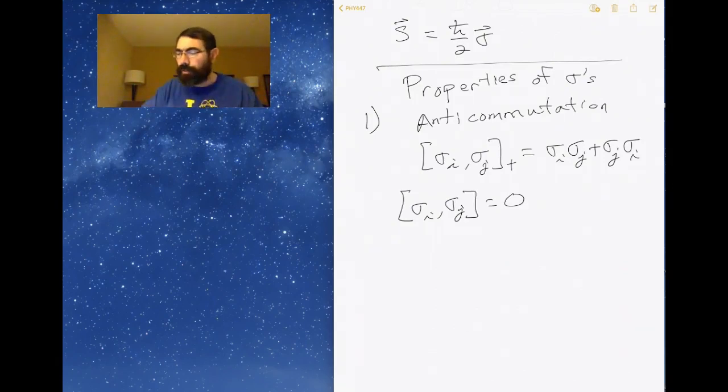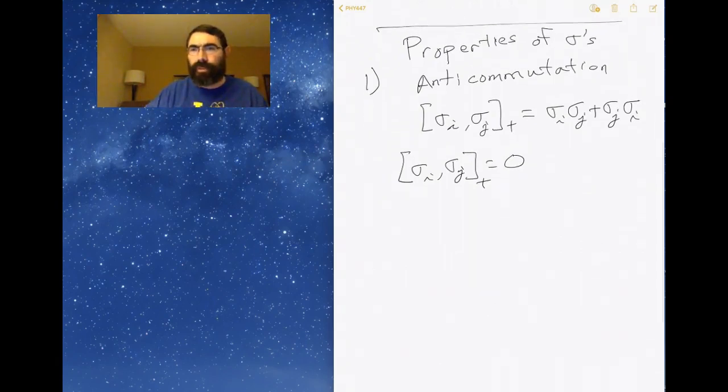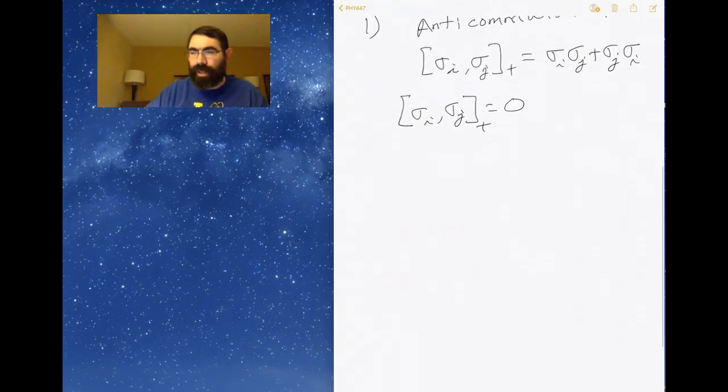So you could work that out. Sorry, the anti-commutation relation: the anti-commutation of any two Pauli spin matrices is 0. And you could work that out for yourself. Just take sigma x and sigma y, put them into the equation, and prove to yourself that that's true.